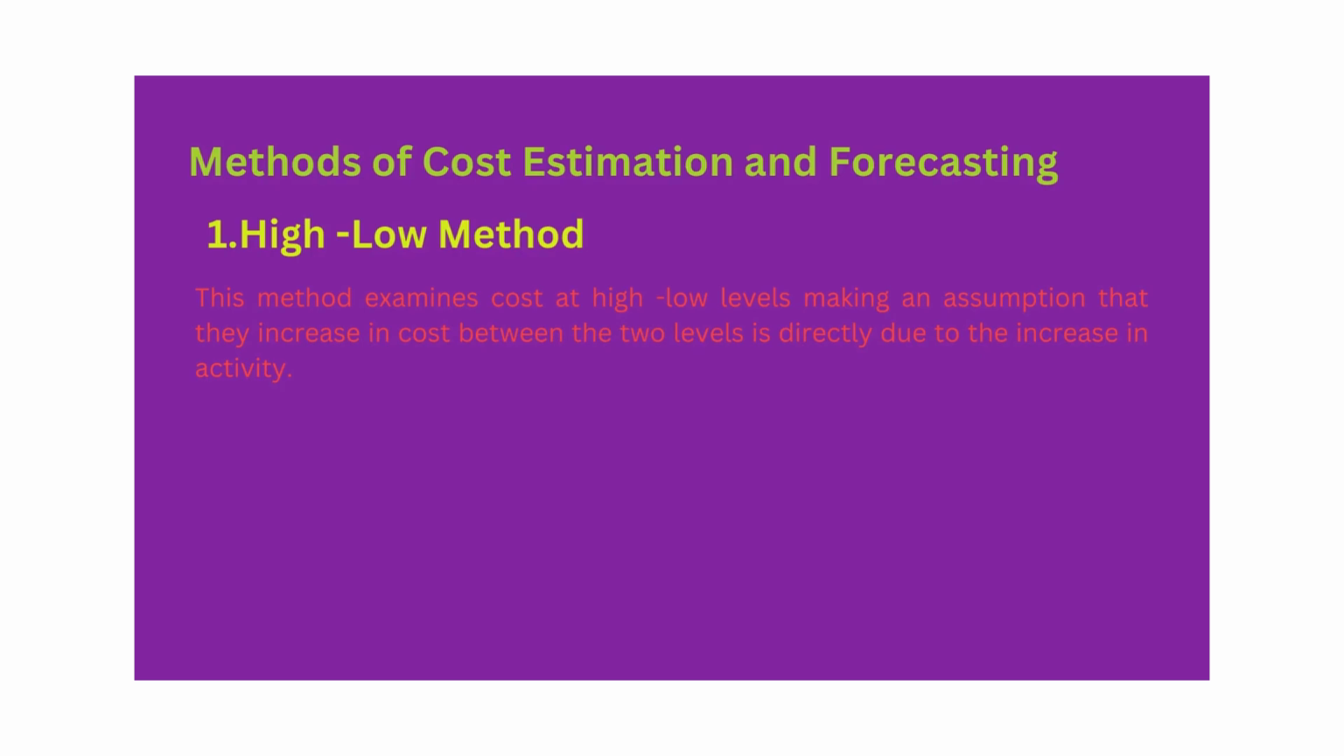Cost at high and low levels, making an assumption that the increase in costs between the two levels is directly due to the increase in activity. Two accounting periods are chosen, one with high activity level and another one with low activity level.